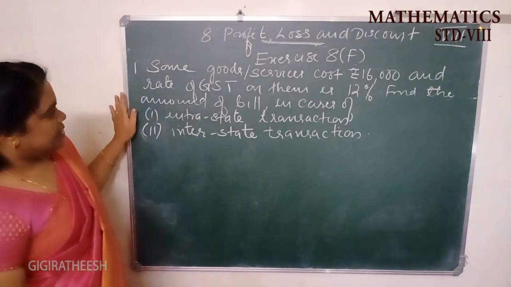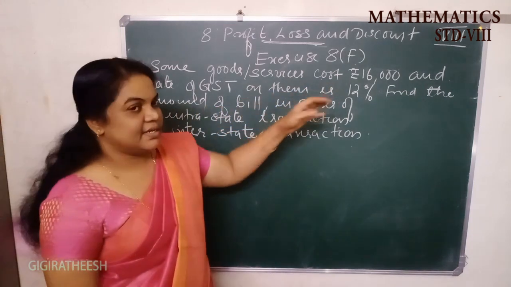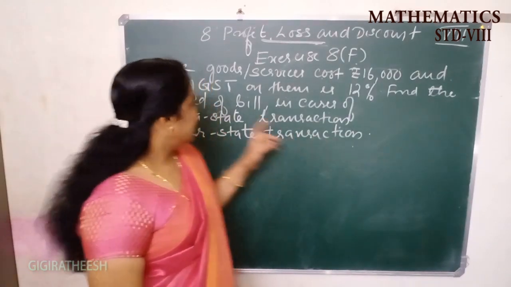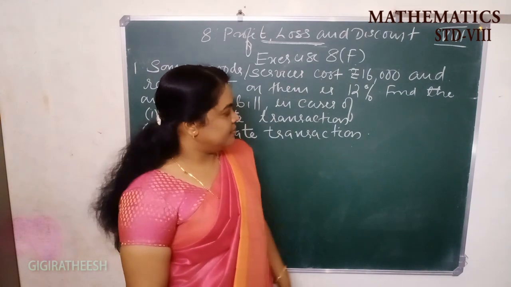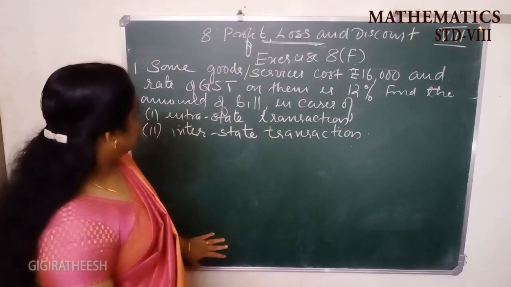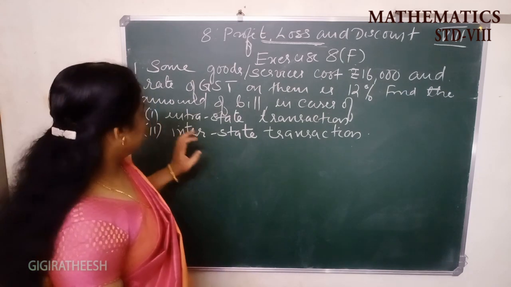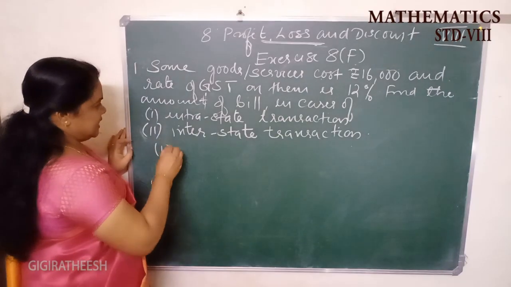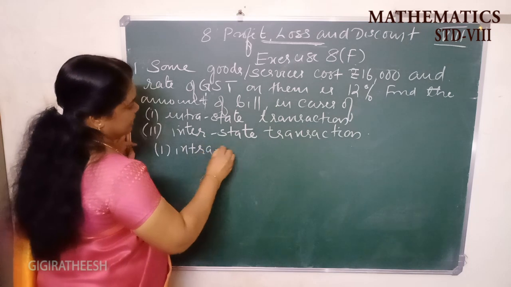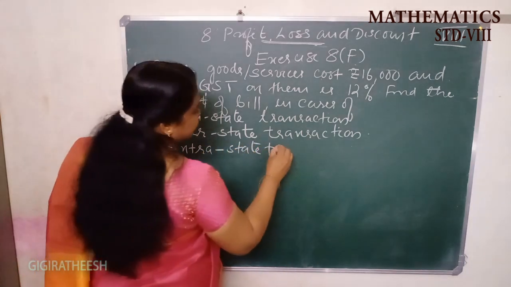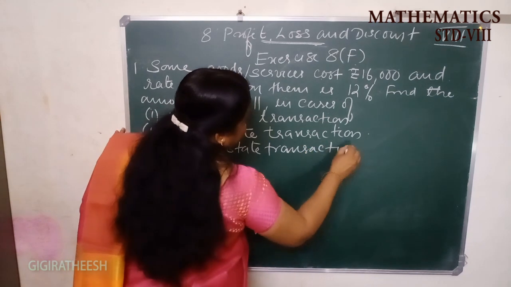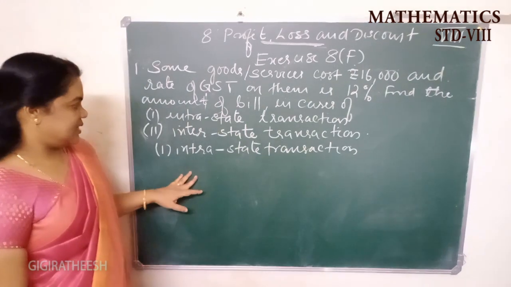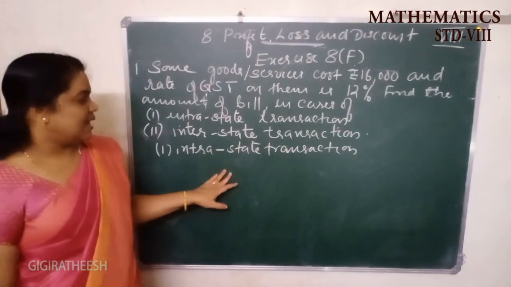Okay. Let's do some exercise problems from exercise 8F. First question. Some goods and services cost rupees 16,000 and the rate of GST on them is 12%. Find the amount of bill in cases of the intrastate transaction and interstate transaction. First one, intrastate transaction. Intrastate means inside a state, so we are calculating CGST and SGST.